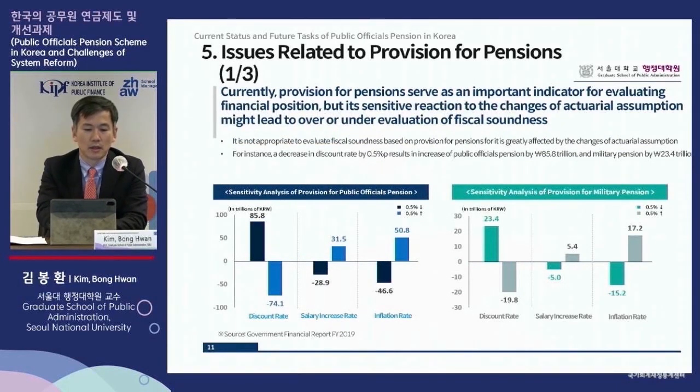Now let me talk about what kind of issues we have for the provision for pension in Korea. Pension provision or pension liability serves as an important indicator for evaluating the fiscal soundness of the Korean government because it is such a significant amount. But the volatility of pension liability creates some over or under evaluation of fiscal soundness. You can see from the two boxes, only a 0.5% decrease in the discount rate creates over 100 trillion Korean won increase in pension obligation, close to 5% of total liability of the Korean government. So this actuarial assumption change creates volatility of the pension liability in Korea.